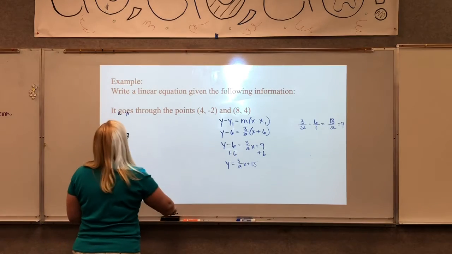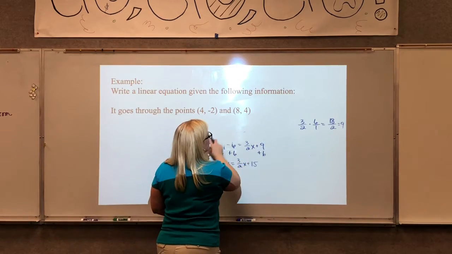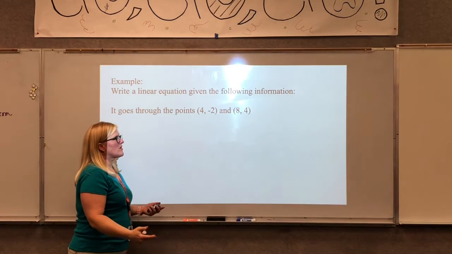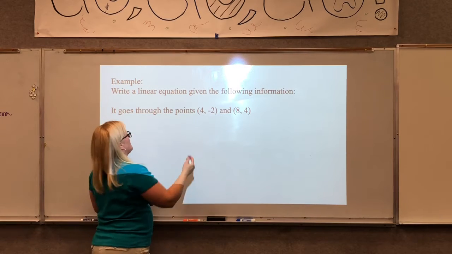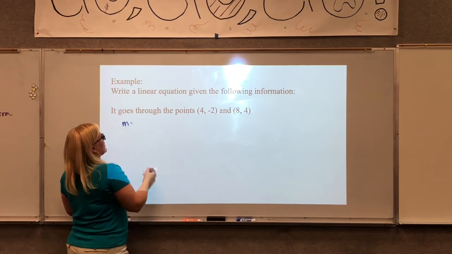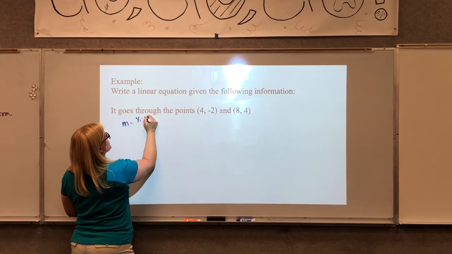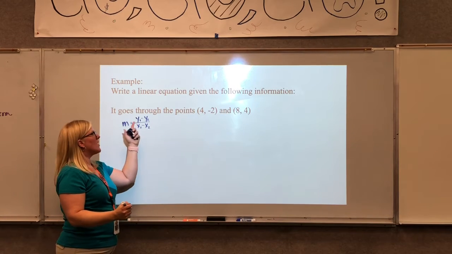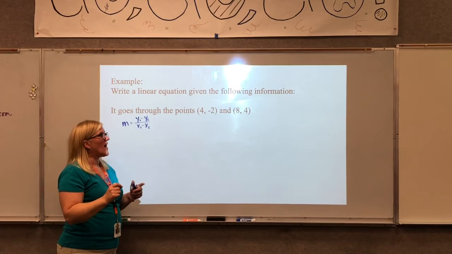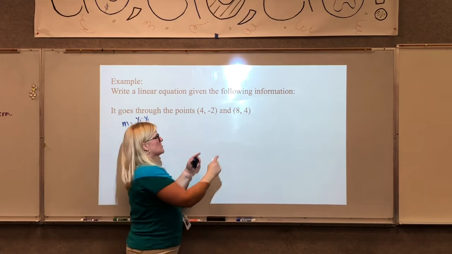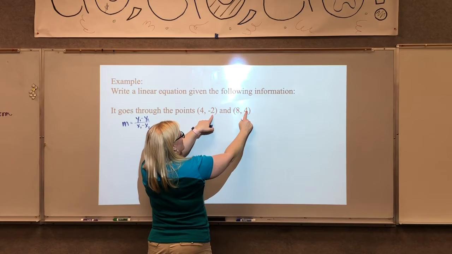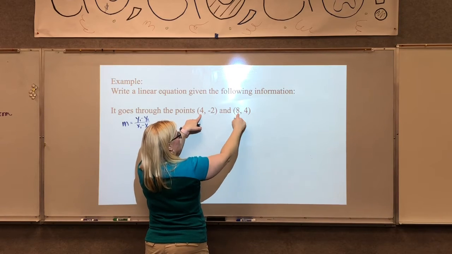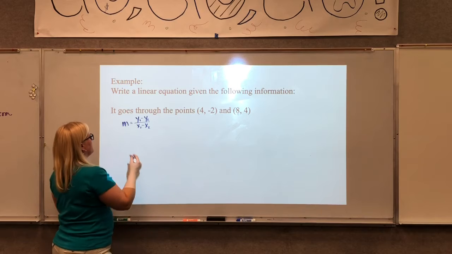Lastly, we need to write an equation when we're given 2 points. This is a little bit more involved because we have to actually find the slope. So the formula for slope is y1 minus y2 over x1 minus x2. It could also be y2 minus y1 over x2 minus x1. The main thing that you have to remember is that you go in the same order. So if you do 4 minus negative 2, then you have to do 8 minus 4. If you do negative 2 minus 4, you do 4 minus 8. So just make sure that you go in the same order.